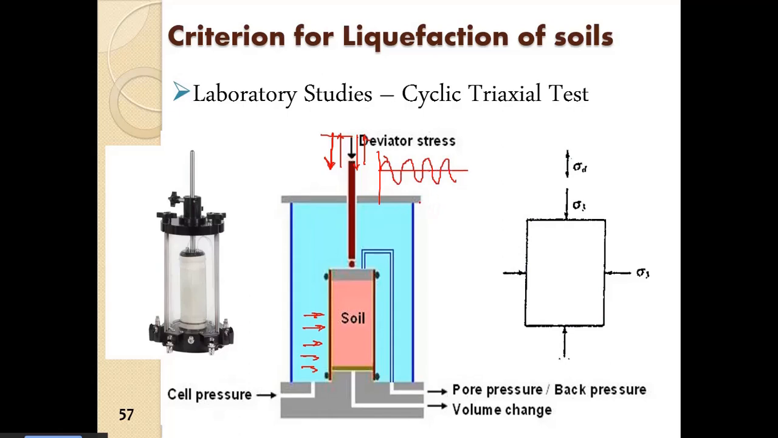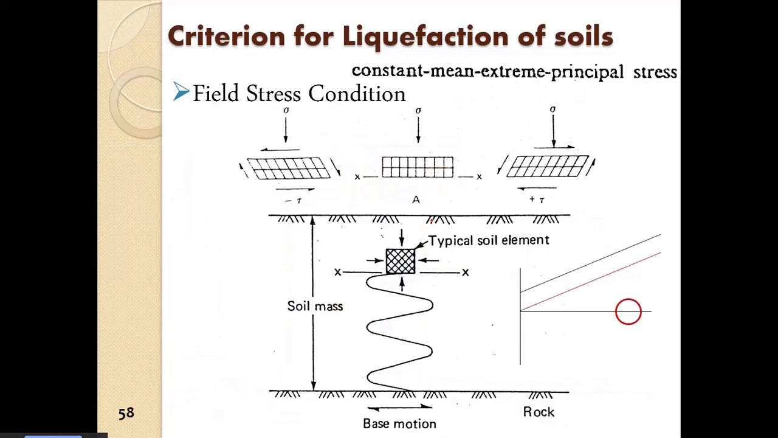Now how to replicate the in situ condition? Seed and Lee in 1966 proposed that the major part of soil deformation in most earthquakes may be attributed to the upward propagation of shear waves. So it is attributed to the upward propagation of shear waves.